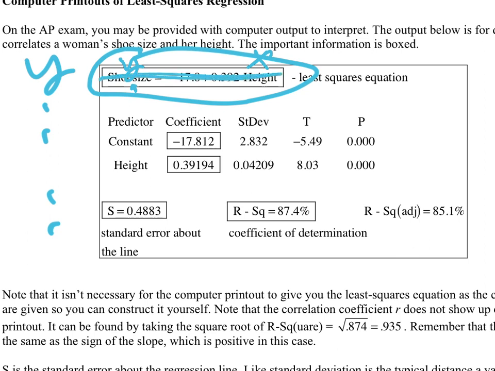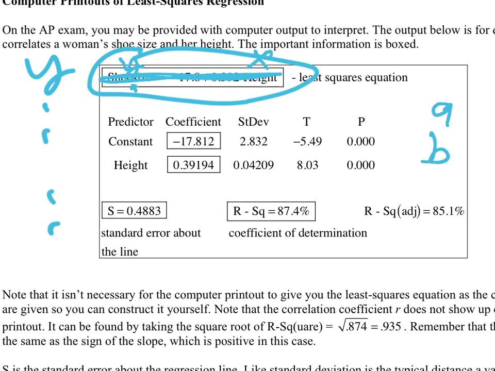But what if they didn't? They only give you this. You would have to make the equation. The question is, you're looking for A and you're looking for B. B means slope. A means Y-intercept. Which of those do you think is a constant? The Y-intercept would be the constant.